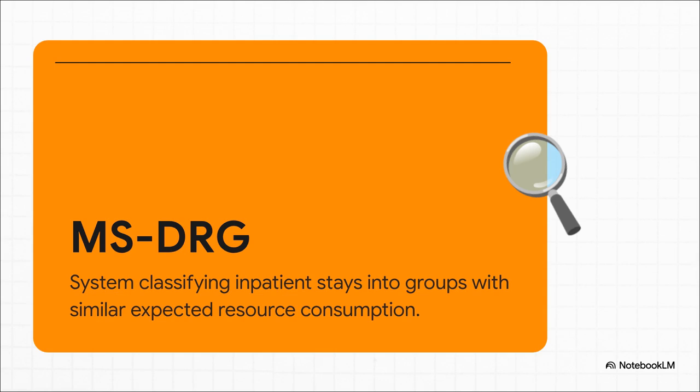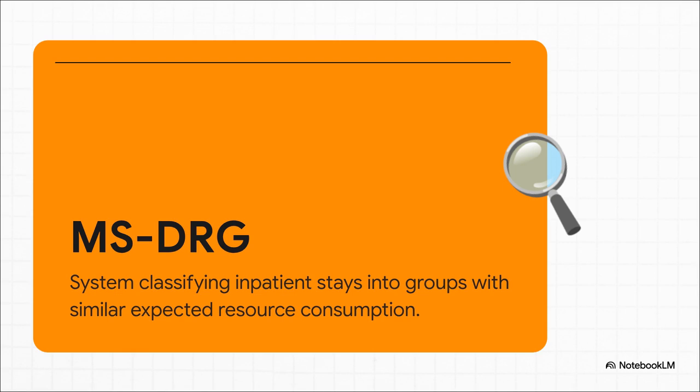Let's just pause here for a second because this definition is absolutely crucial. What exactly is a DRG? It stands for Medicare Severity Diagnosis Related Group. At its core, it's a statistical system, and its whole job is to classify any inpatient stay into groups that we expect will consume a similar amount of hospital resources.